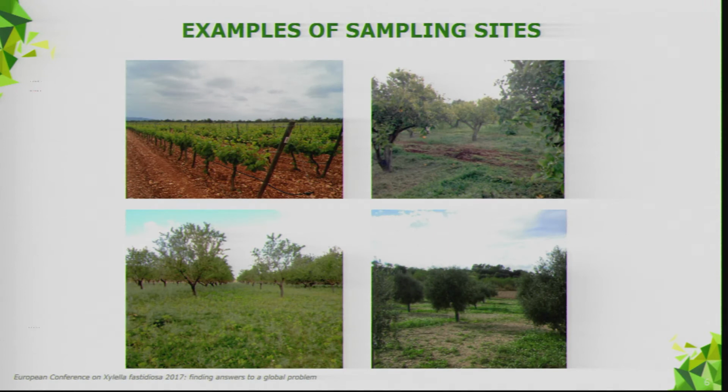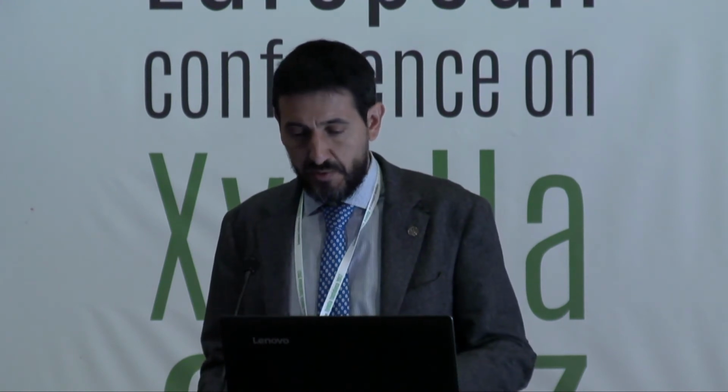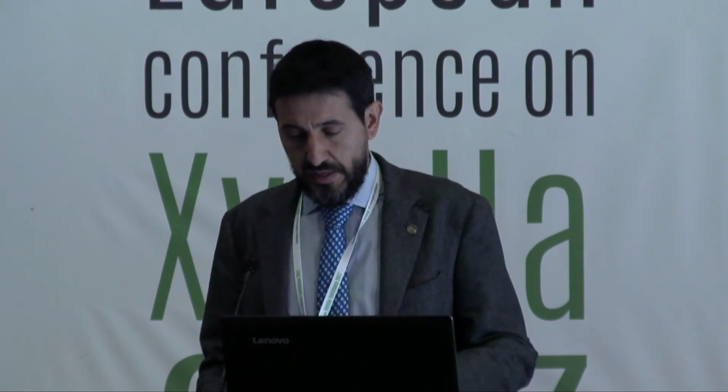Here you have an example: vineyard, citrus, almond, and olives, all with plant cover except the vineyard, where it was almost impossible to find vineyards that didn't manage the cover. So you will see that we have results of the plant cover, but not from vineyard.